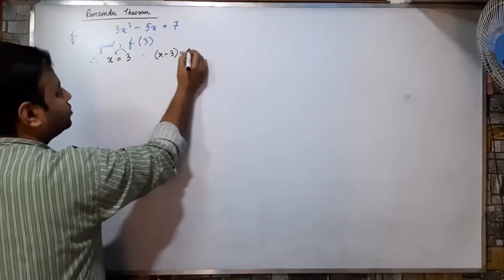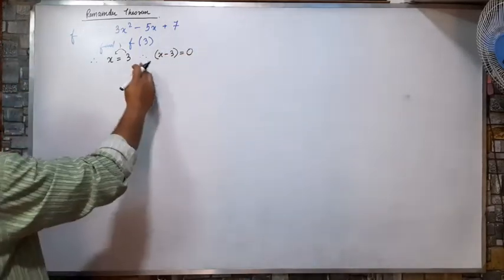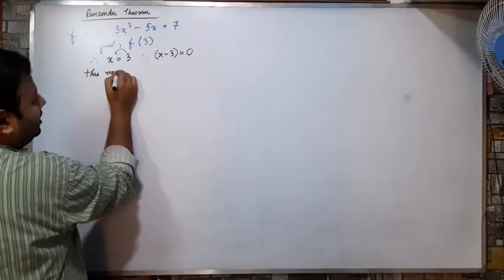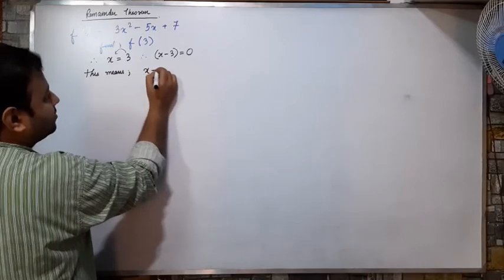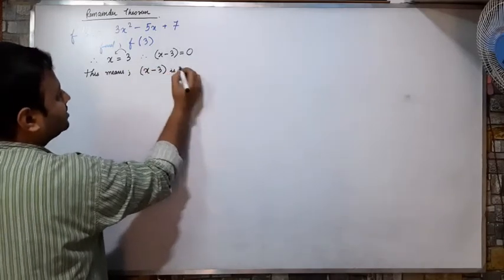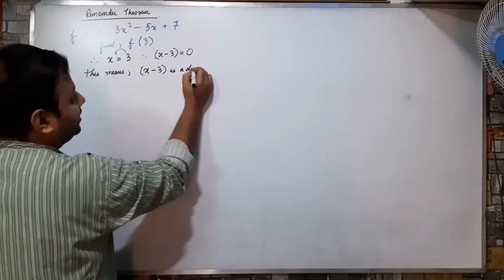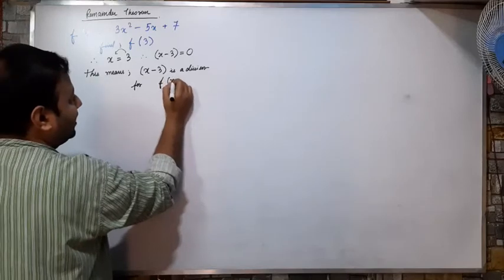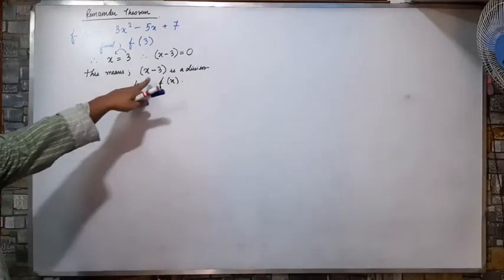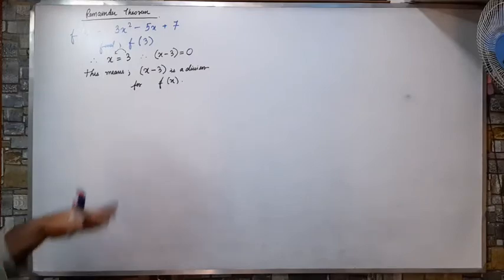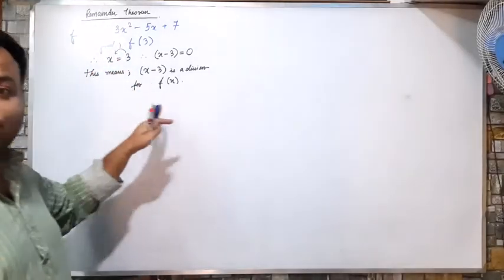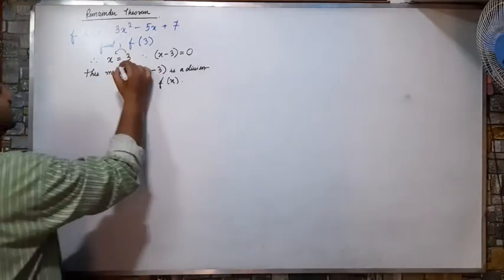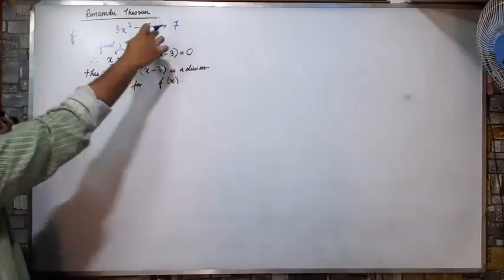X minus 3 equals 0. So as soon as I get x minus 3 equal to 0, this means x minus 3 is a divisor for f(x). It means this x minus 3 is going to divide this one. So you don't have to divide, you don't have to follow this long process. What you will do is just put this value in place of x.